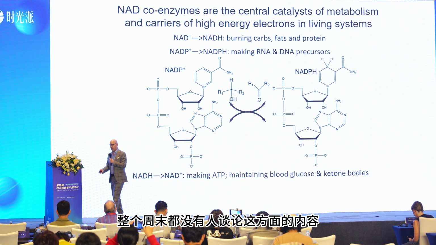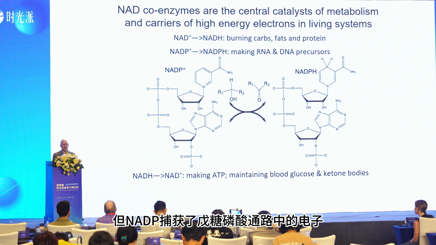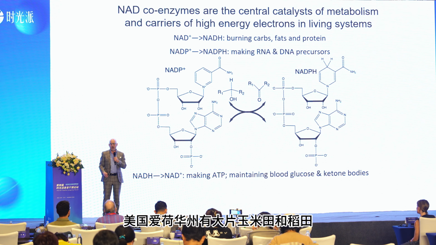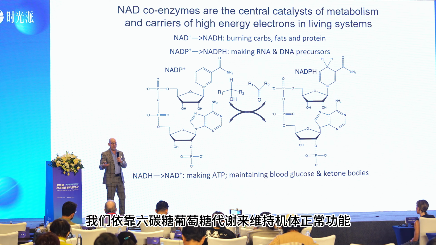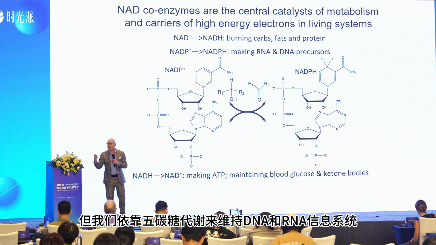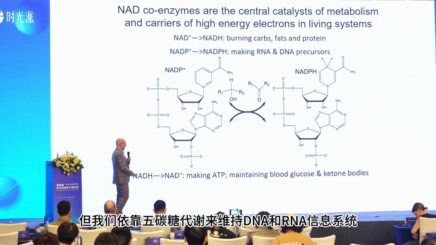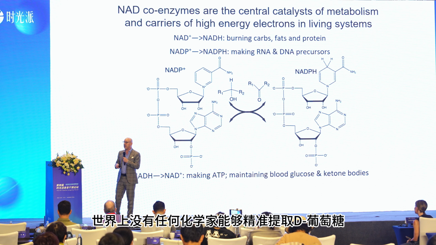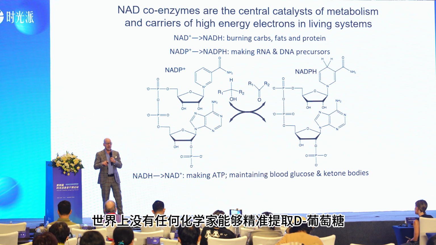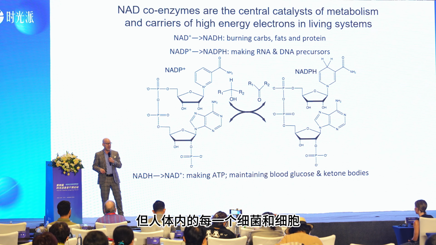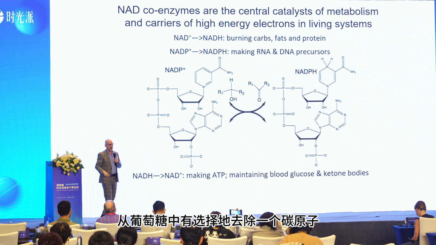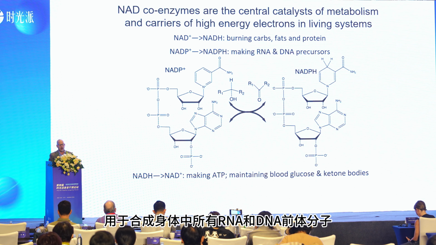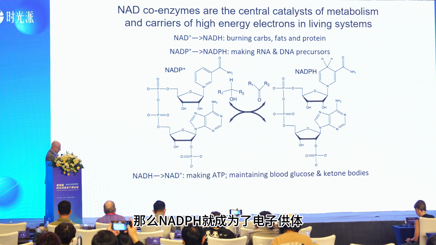No one's talked about it the entire weekend, but NADP captures the electrons in the pentose phosphate pathway, right? Because those fields of corn out in Iowa or fields of rice, a lot of carbohydrate, right? That's a hexose. Glucose metabolism is, we run our body on glucose metabolism, but we run the information systems of DNA and RNA on 5-carbon metabolism. And there's no chemist of any skill anywhere in the world that can precisely take D-glucose and make ribose 5-phosphate, but every single bacterium and every single cell in your body knows how to run the pentose phosphate pathway using NADP to specifically remove one carbon from glucose to generate ribose 5-phosphate for all of the RNA and DNA precursors in your body. And then, of course, the NADPH is now an electron donor.